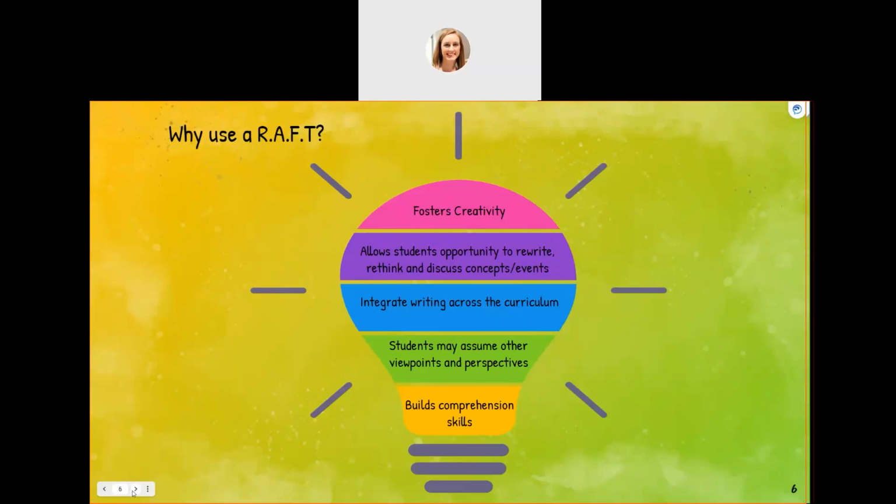You would want to use a RAFT to build comprehension skills. You would want to use it so that students get that practice in assuming other viewpoints and perspectives. You would want to use it to integrate writing in all curriculum areas. It allows students opportunities for rewriting and rethinking and discussing concepts and events. So they're really internalizing. And that also fosters creativity because students can be creative in the type of product and then the perspective that they give on the topic.